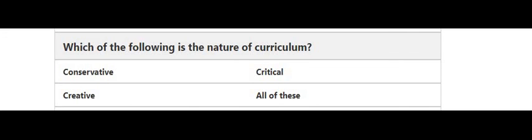Which of the following is the nature of curriculum? Conservative, critical, creative, all of these. Correct answer is all of these. Creative, critical, or conservative, all these are the nature of curriculum.